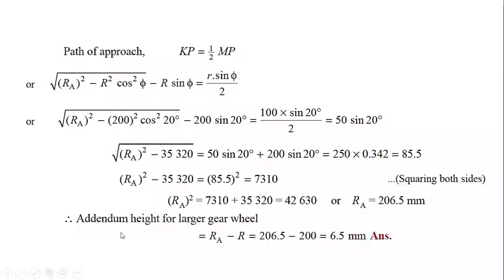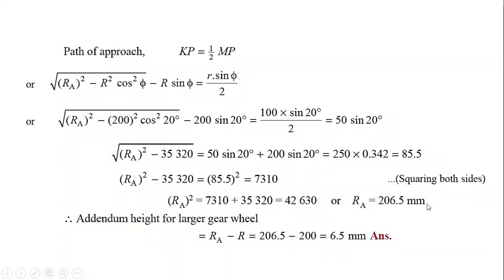Here the capital R value we know, the phi value we know, and the small r value we know, and the RA value we don't know. From this equation you will find the capital RA. Apply all the values and simplify the equation, and finally we get the RA value. This is simple mathematics only. Here RA value is equal to 206.5 millimeter.